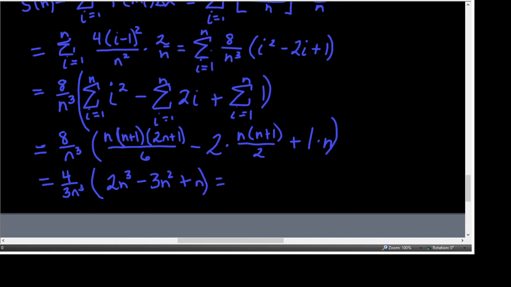And then if you distribute, you will get 8/3 minus 4 over n plus 4 divided by 3n squared. Okay, that's a good place to stop. That is the lower sum as we've just calculated.